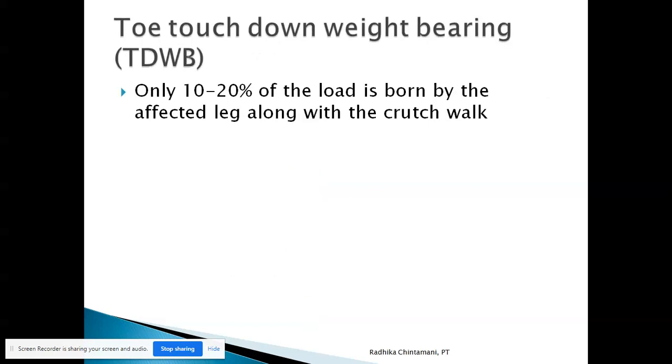Coming to toe touchdown weight bearing. Here, only 10 to 20 percent of the load is borne by the affected leg along with the crutch walk. This is usually taught by telling the patient that you have to touch only the great toe. It is usually taught after shadow walking, before partial weight bearing. Usually, in that phase, if the patient is not confident enough in putting his entire leg, then teach toe touchdown weight bearing, where only the great toe is touched to the ground, which bears only about 10 to 20 percent of the load.